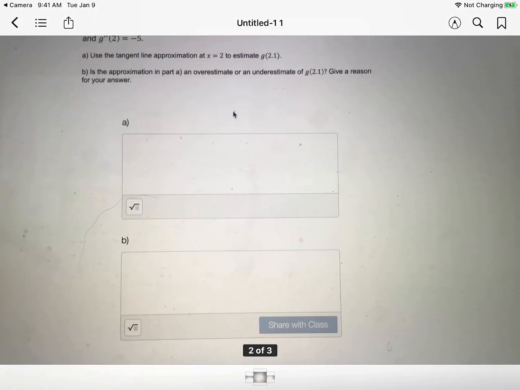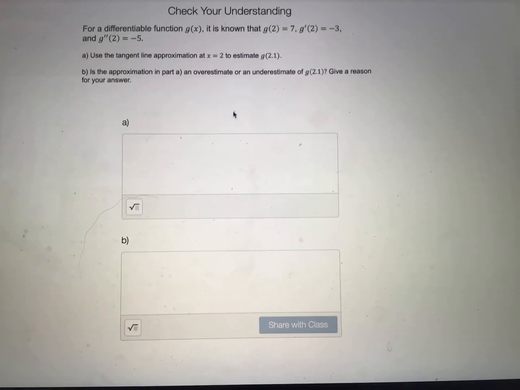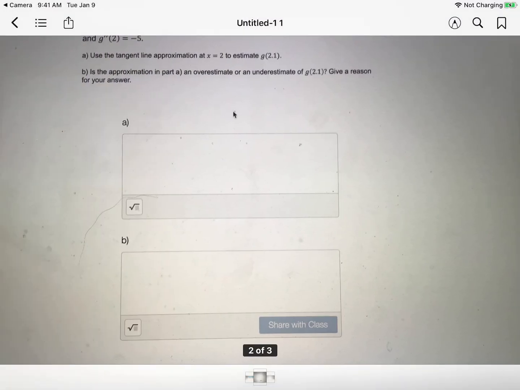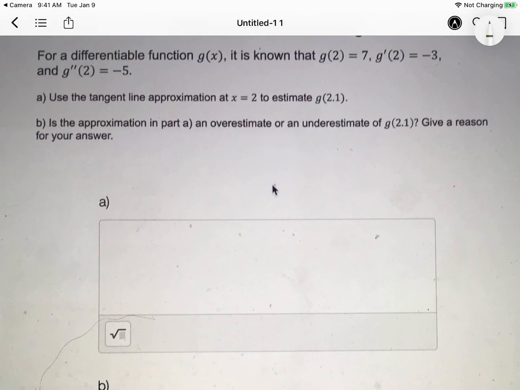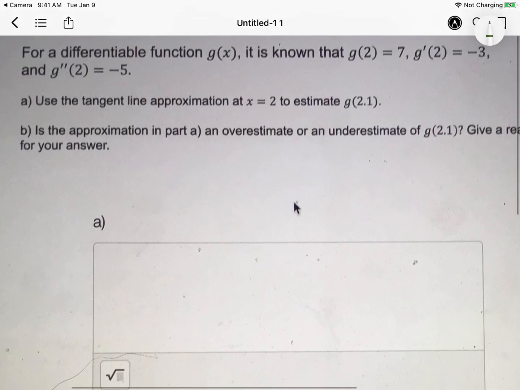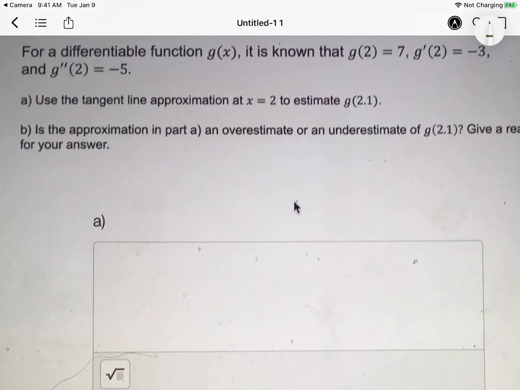So this first problem should look familiar. In fact, you can do part A on your own, and I recommend you try to do part A all on your own. But I will also do it for review in case you were confused in class. So we have a differentiable function g, and I know that g of 2 equals 7, g prime of 2 equals -3, and g double prime of 2 equals -5.